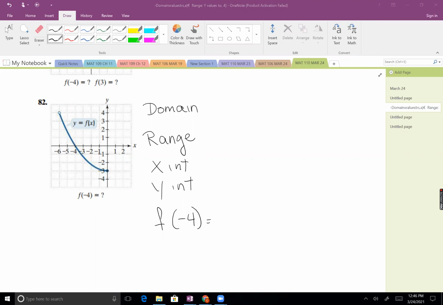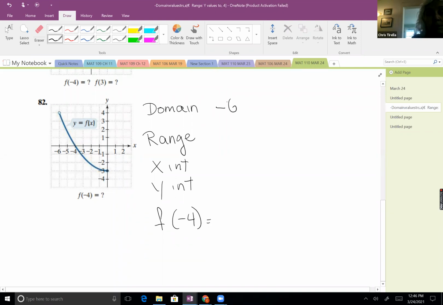Okay, for the domain, we want to look at the horizontal movement. The furthest to the left it goes is -6. But notice at -6, it's an open dot, so we're not equaling -6. So we're going to put that rounded parenthesis there. And then the furthest to the right it goes is when x is 0, and that's a closed dot, so it can equal 0.